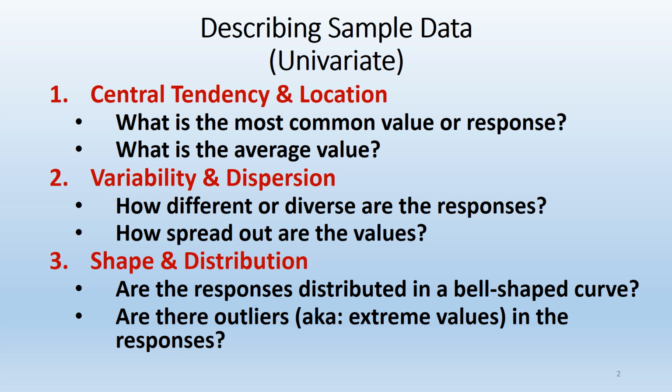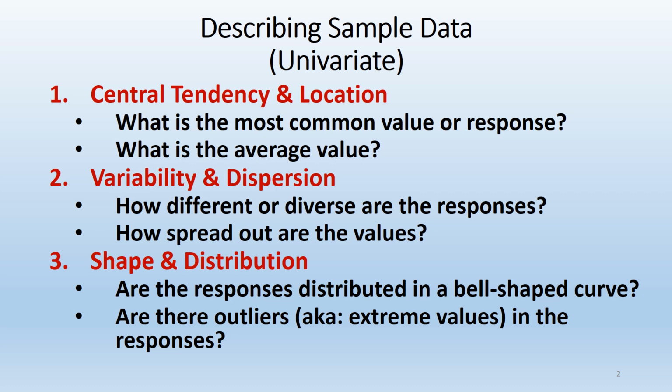So when we think about describing sample data and focusing on one variable, so univariate, here are the 3 categories that we're going to walk through throughout the next few lectures. The first that we're going to focus on today is central tendency, otherwise known as location. So these are statistics that tell us about what the most common value or response might be for a variable. They are also the same types of statistics that we often hear when we talk about the average for a particular variable.